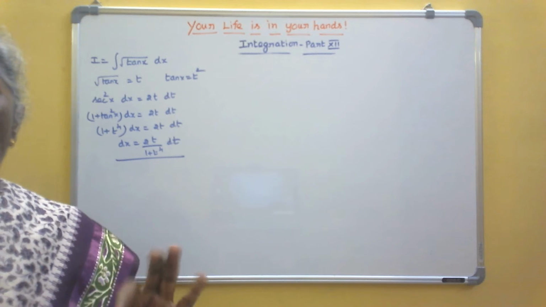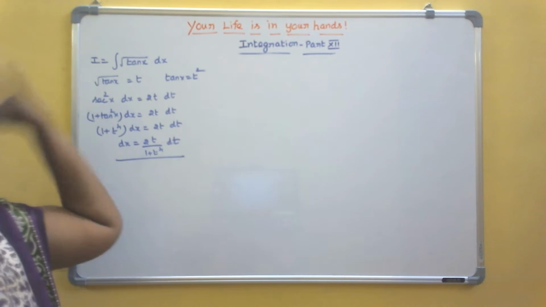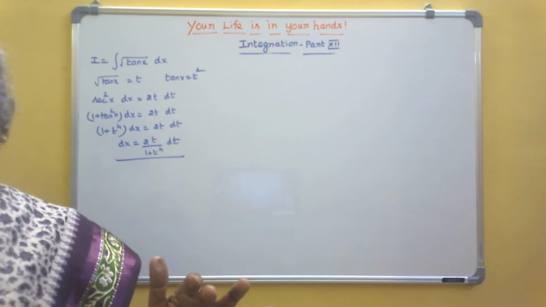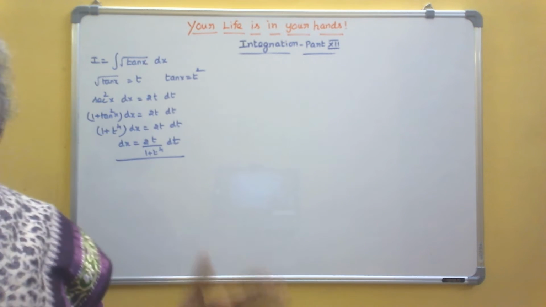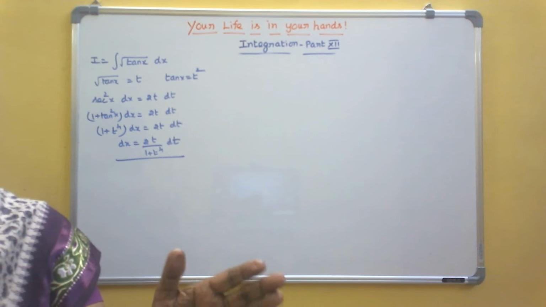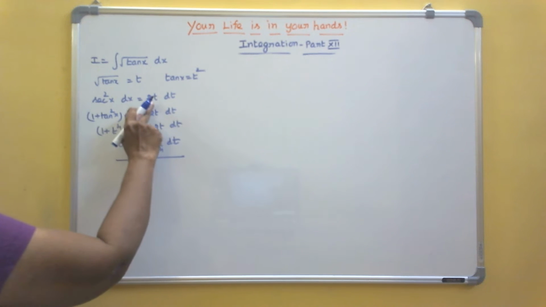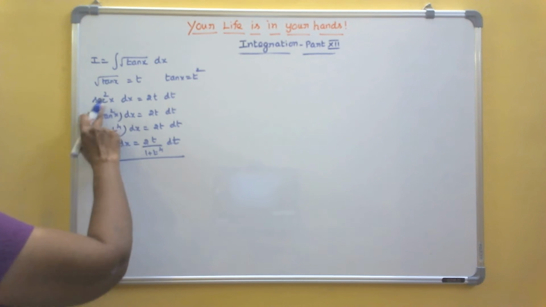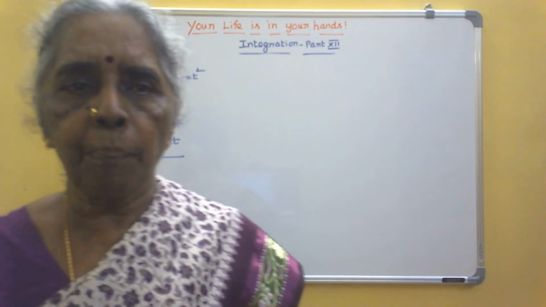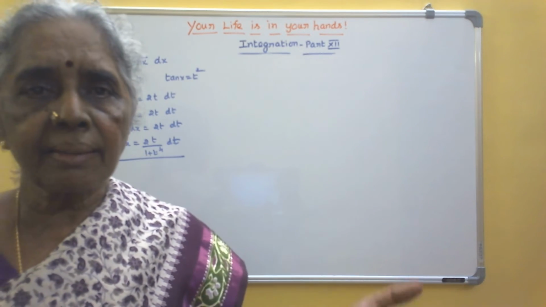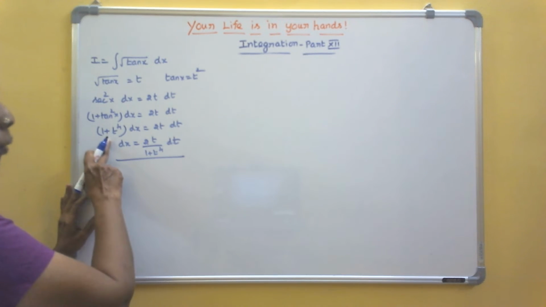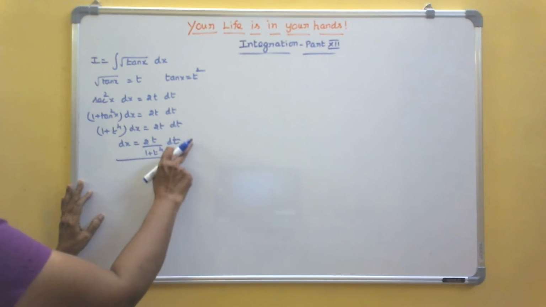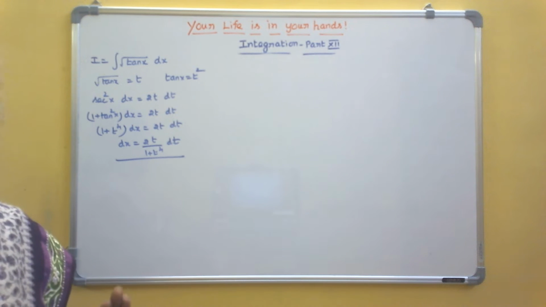So first I am substituting root tan x. If it is root cot x, you substitute that as t. Then square it. Tan x will become t squared. Now differentiate both sides. Secant squared x dx is 2t dt. Secant squared x you write it as 1 plus tan squared x. Tan x is t squared. So tan squared x will be t power 4. So you get like this. So dx you get in terms of t now, right?